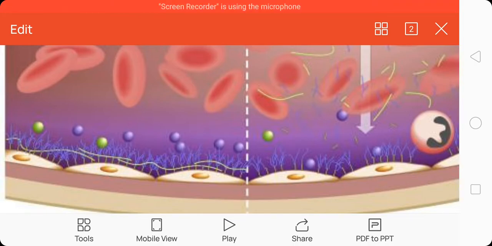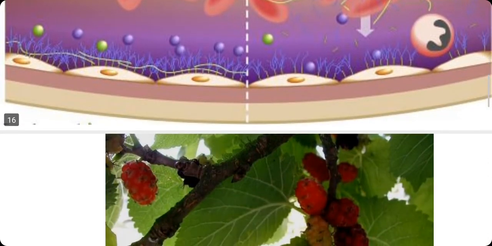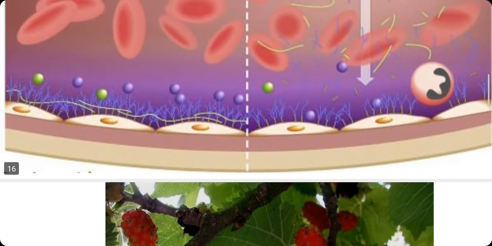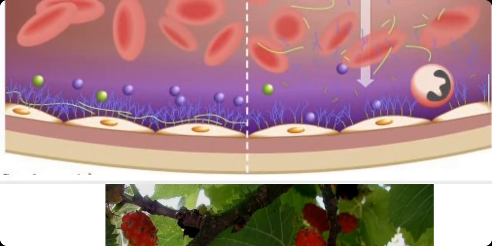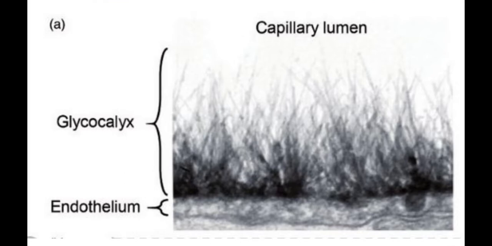It is electrically charged so that it repels the blood cells. So blood cells are not coming to the wall; they're always at some distance. But if you have a high level of glucose, then this glycocalyx is damaged. There is no glycocalyx. There is no protection.